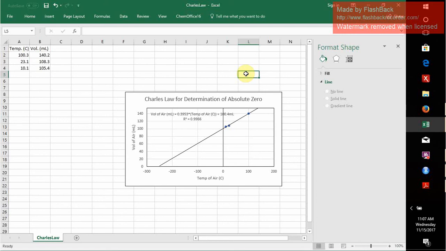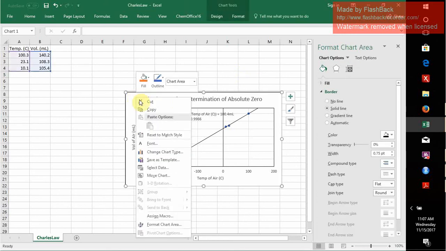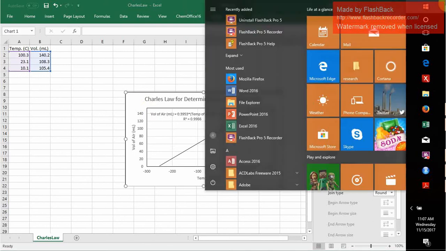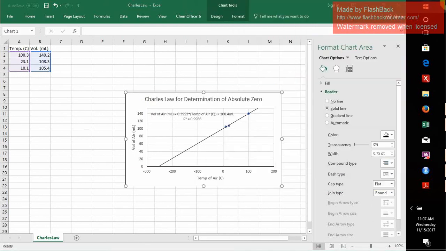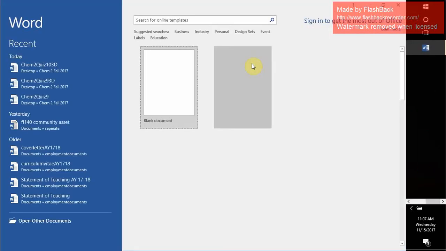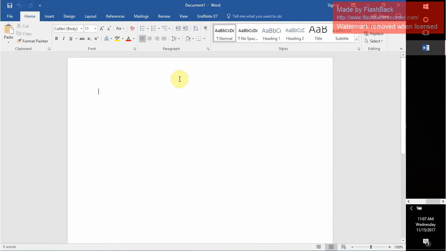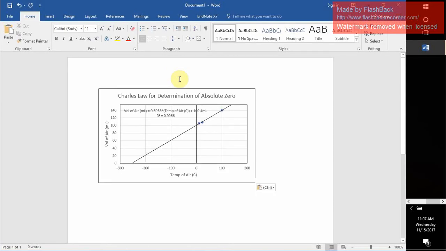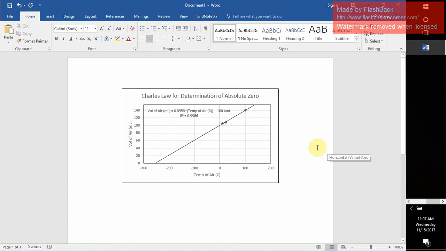So if we wanted to just print this, we could copy this and then go into Word, blank document, paste it in there, and then we could arrange exactly where we want it and such.